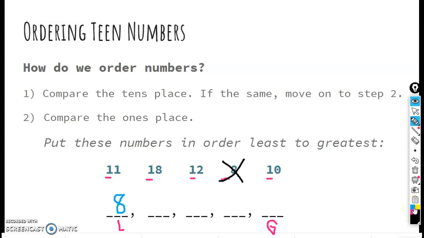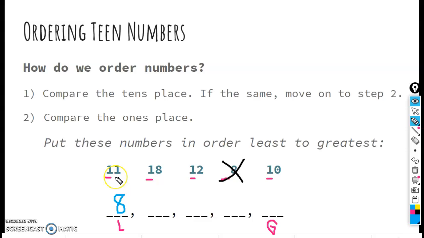All right. Now going back to the rest of my numbers, 11, 18, 12, 10. I want to figure out which one is the next least. But I notice they all have the same number of tens. 1 ten, 1 ten, 1 ten, and 1 ten. Since they're all the same, I need to go on to step number 2 and compare the ones.